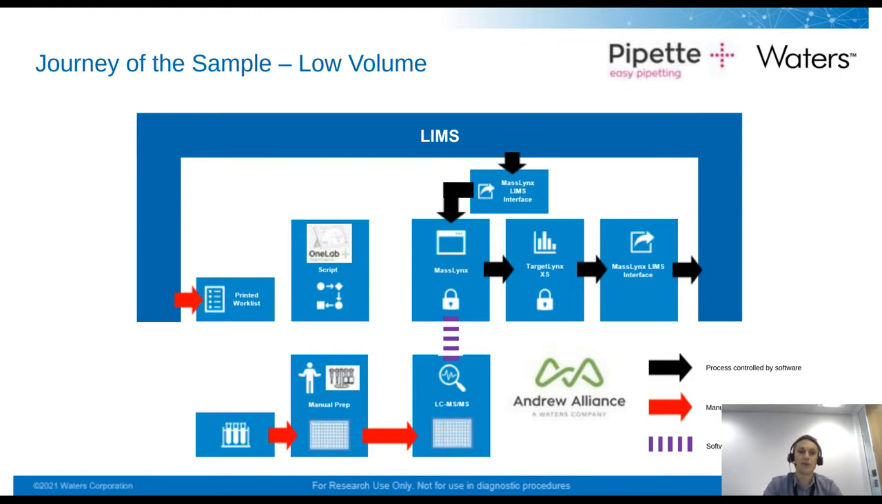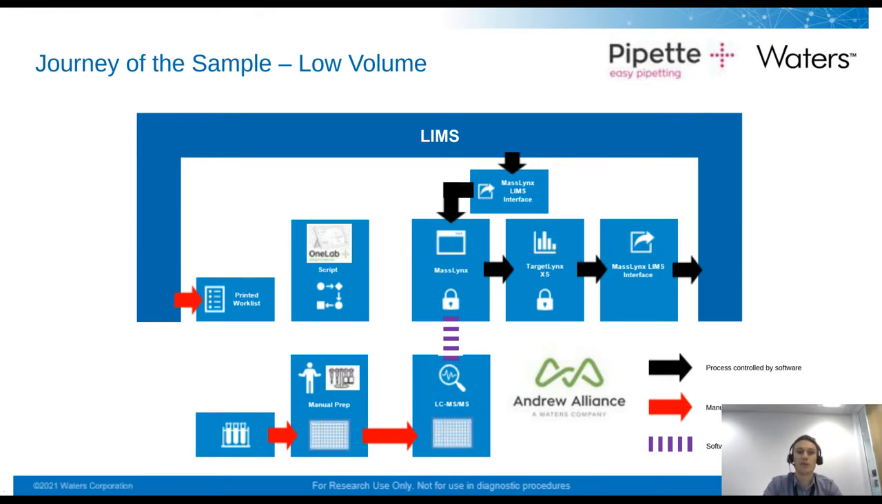In the case of the Pipette Plus, no LIMS connectivity is possible currently, and therefore, once the lab is ready to perform the test, the work list with all samples to be tested is printed, and the analyst will retrieve these samples and perform the sample extraction. The analyst will then place the extracted samples onto the LC-MS/MS system for analysis.